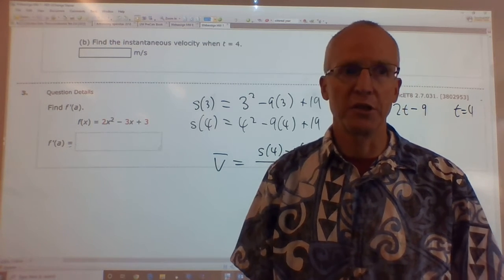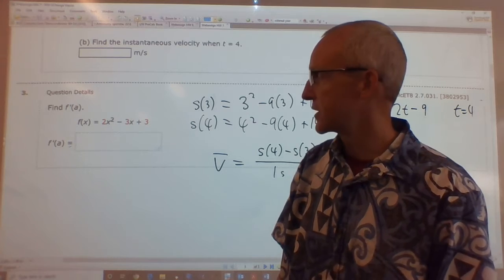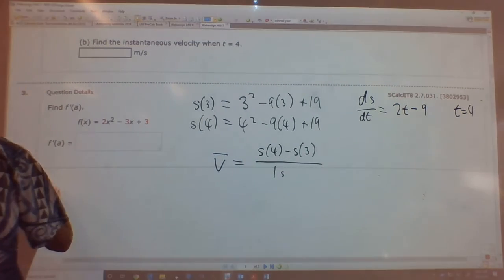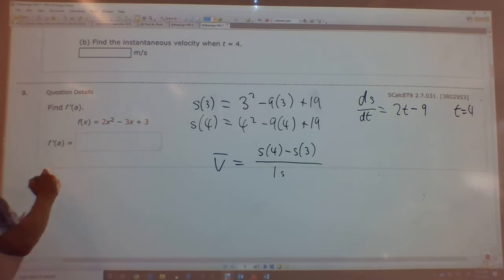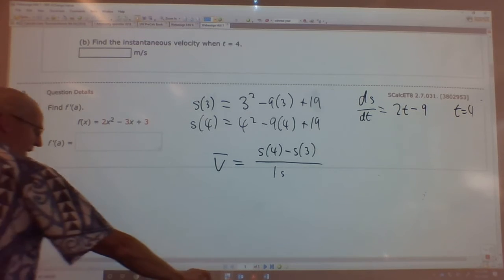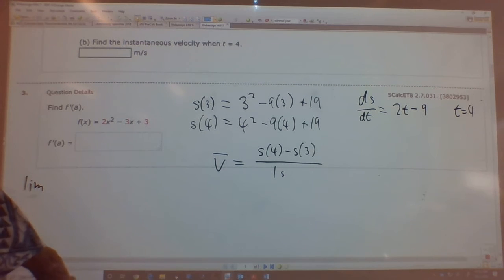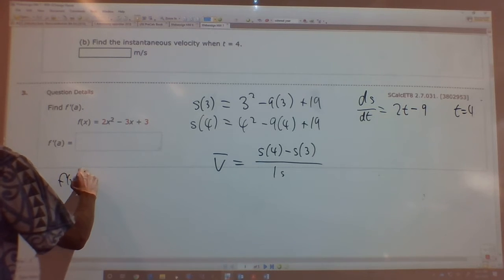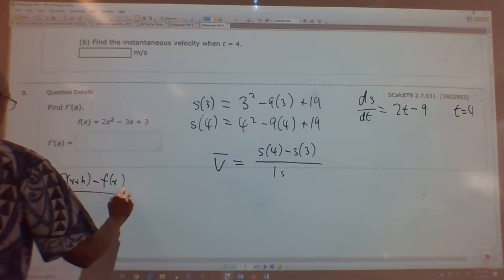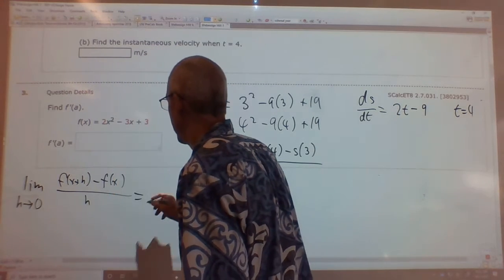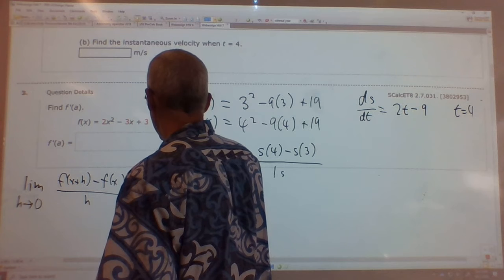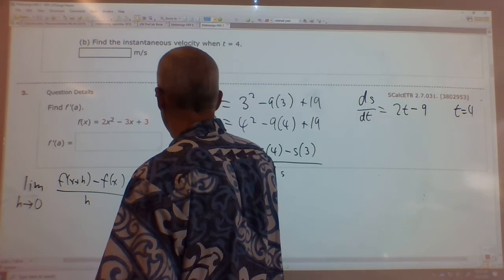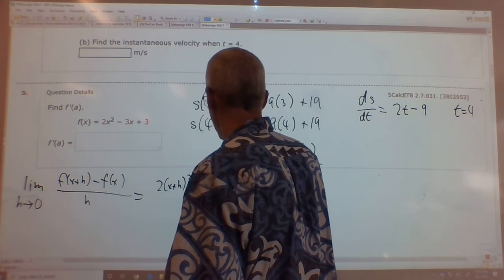On tests and things, they want you to show your work. You have to show you know how to use the definition of the derivative. Really quickly, I'll show you what that means. The definition of the derivative is the limit as h approaches 0 of f of x plus h minus f of x divided by h. So you have to plug in x plus h everywhere there's an x, so 2 times x plus h squared minus 3 times x plus h.